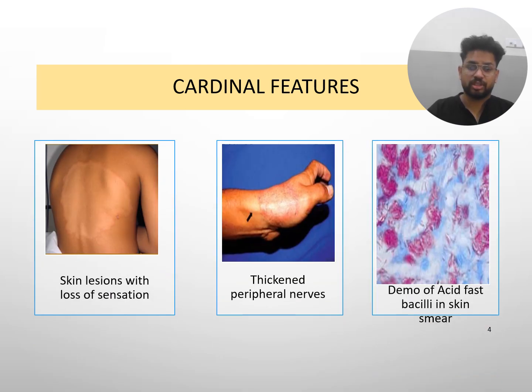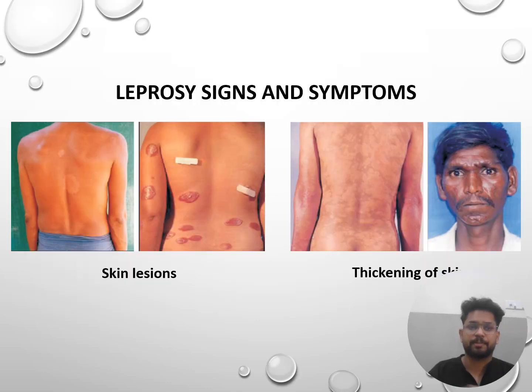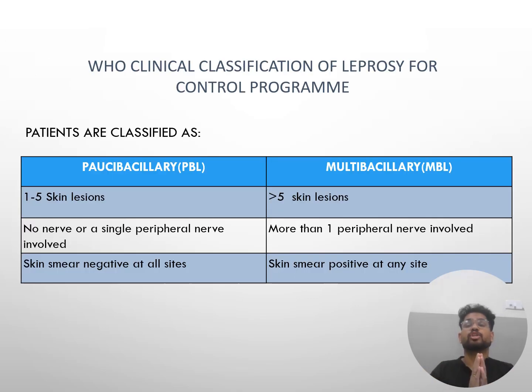In cardinal features, the first one is skin lesions with loss of sensation. Thickened peripheral nerves, which can be seen on the radial nerve on the elbow side, and on different aspects. And a positive acid-fast bacilli skin smear. Other features are the skin lesions, thickening of the skin, and different colorations. And we divide it into two basic important classifications: paucibacillary leprosy and multibacillary leprosy.